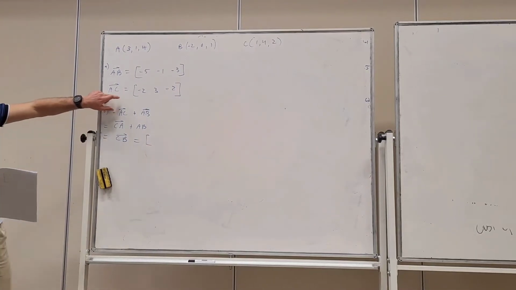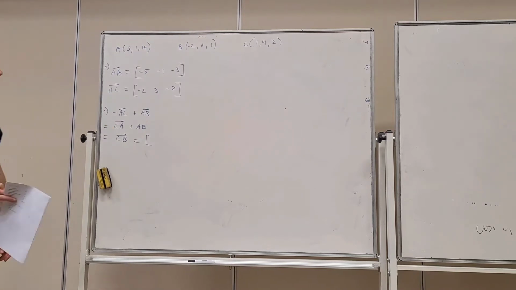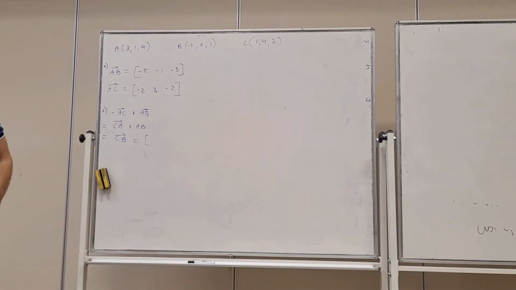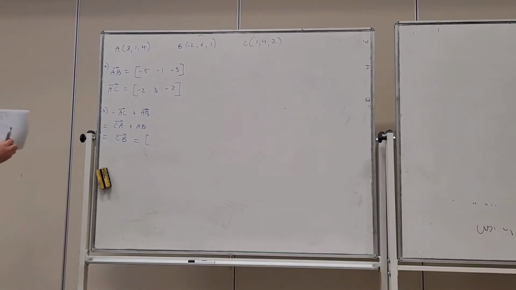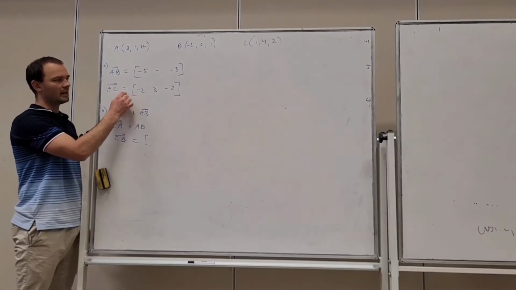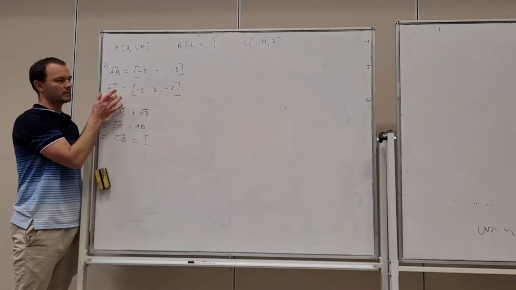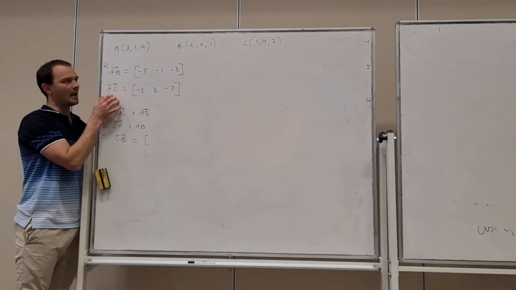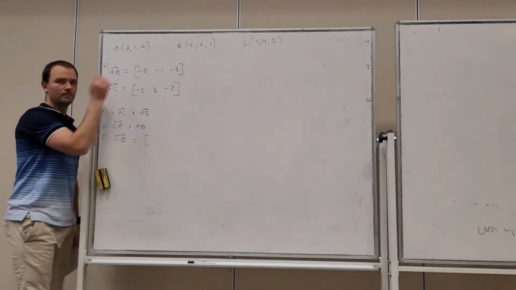We can do the same for vector AC. Alright, so that's part A complete. Part B asks us to find -AC plus AB. So what we could do is put a negative out the front and distribute it. That would give us the vector -AC, and then add it to vector AB.